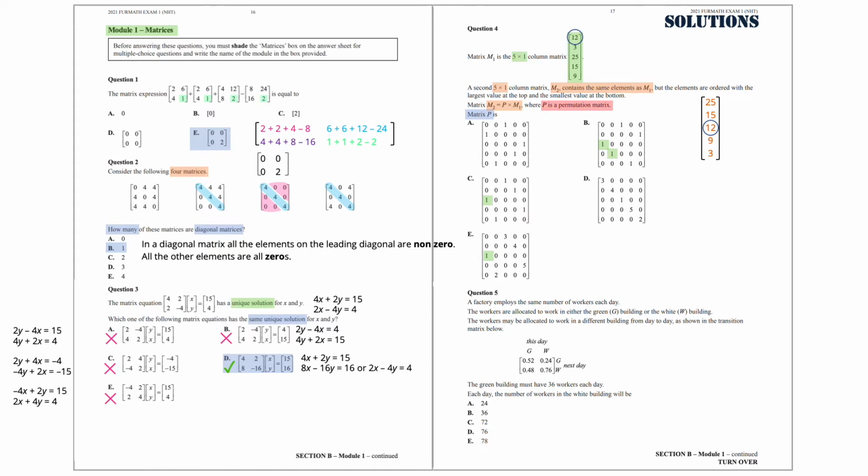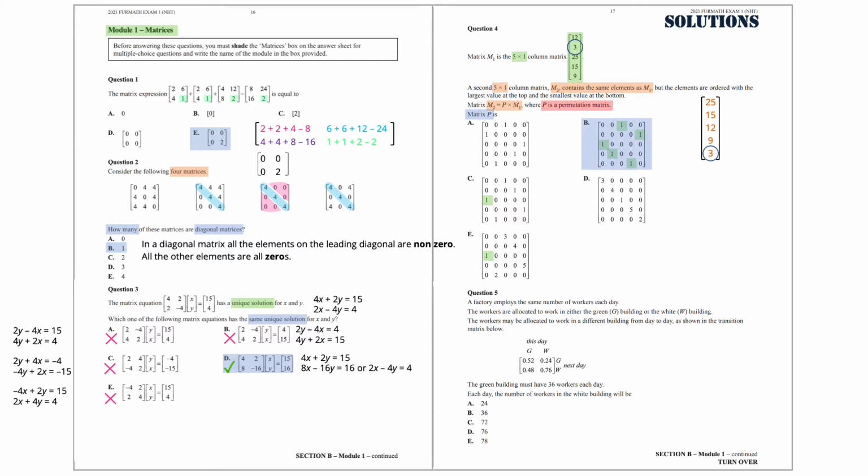Number 9 moves from row 5 in matrix M1 to row 4 in matrix M2. Therefore, we need a 1 in row 5, column 4. And 3 moves from row 2 in matrix M1 to row 5 in matrix M2. Therefore, we need a 1 in row 2, column 5. So the answer we are after is option B.